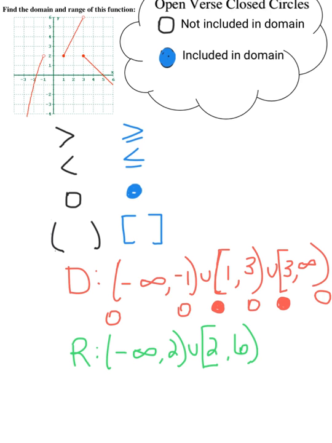All right, so for range, again, we start at negative infinity for range, and we go all the way up to the value for y here is 2, but it's open, so it's not included. Union, now we're going to go from 2 to 6, and this is where range stops. That's the highest point we have for range on our graph. So that's an open circle, but we're not going to include it. So that's also a parenthesis and not a bracket.